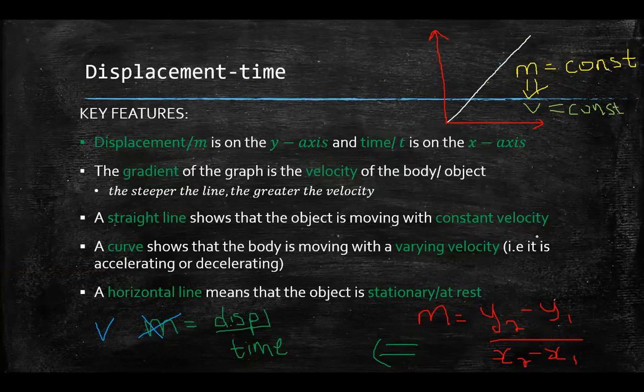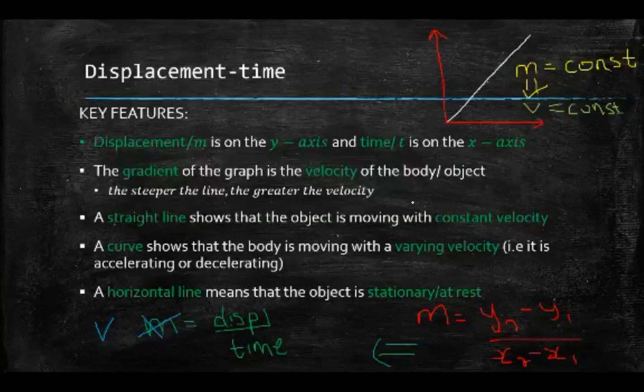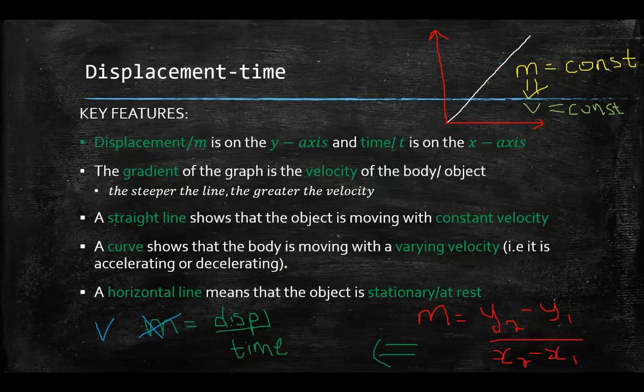And that's what they meant. Straight line shows that the object is moving with constant velocity. Do you understand now? Yes, miss. Okay.